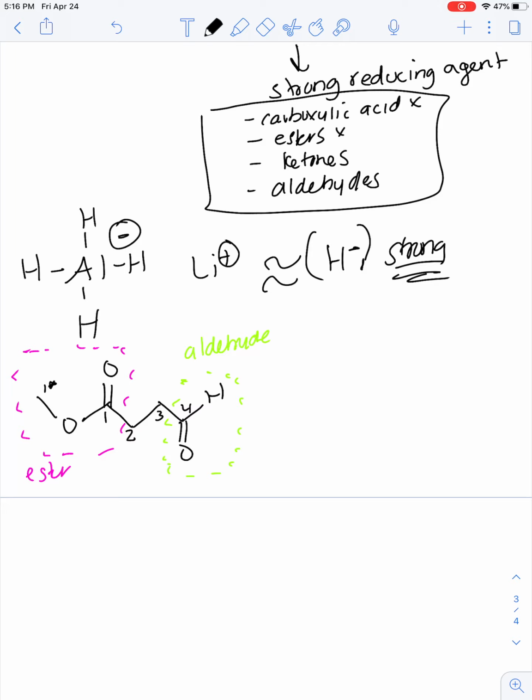And since we're looking at a strong reducing agent, we will be able to convert this carbonyl to an alcohol. So we're going to have 1, 2, 3, 4. So coming off carbon 1, we're going to have an alcohol. And coming off carbon 4, we're going to have an alcohol, because this alcohol here is coming from our ester, and this alcohol here is going to be coming from our aldehyde.